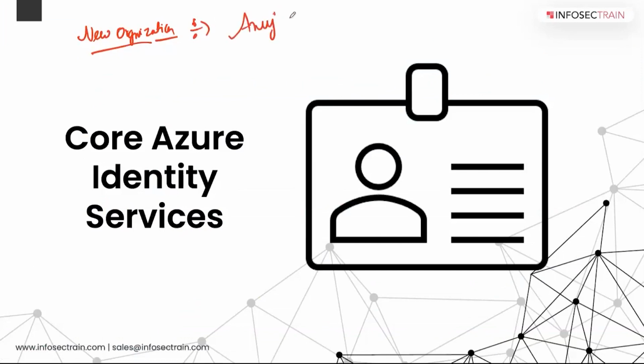Anuj joins a new organization. For Anuj, a new identity will be created. A new username and password will be provided, saying yes, you are part of our organization. If you have to access our resources, services, devices, you are going to require this username and password. This will be the creation of the identity from where Anuj starts. Then on different servers and systems, Anuj will be given the permissions.